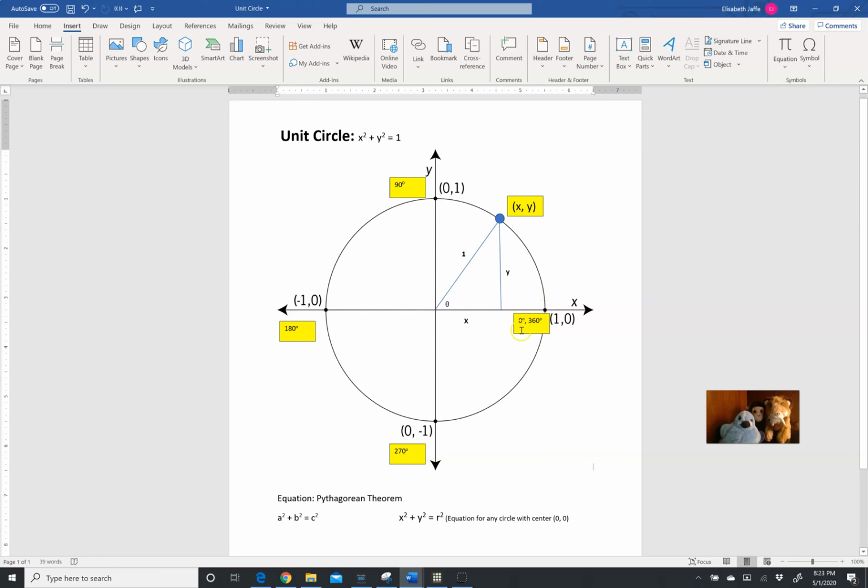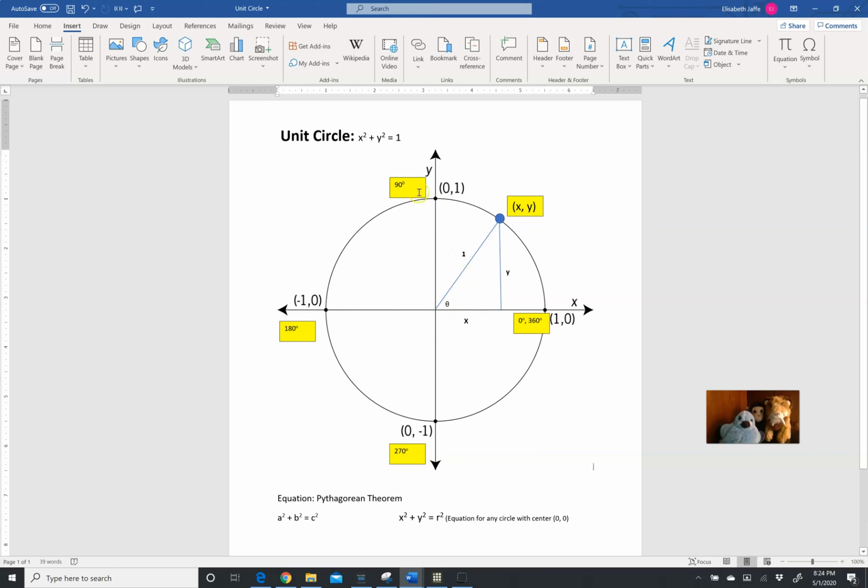Okay. Now, the sine of 0 degrees is the same thing as the y value here. So the sine of 0 is 0. The cosine of 0 is the same as the x value. So the cosine of 0 is 1. Okay, again, we showed that using the right triangle, that the sine of the angle is y over 1, which is y. The cosine of the angle is x over 1, which is x.